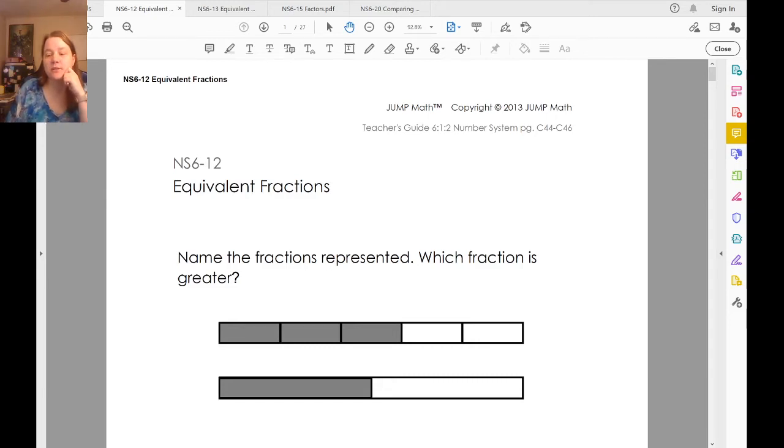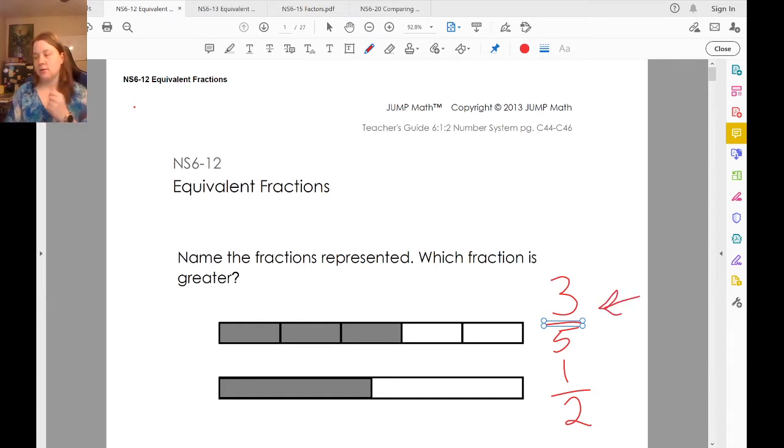This video is going to talk about equivalent fractions. So if we were to name each of these fractions, we would see that this has 5 parts and 3 of them are shaded, and this has 2 parts and 1 of them are shaded. And we can tell by looking at the fractions and by looking at the pictures of the fractions that 3/5 is greater than 1/2.